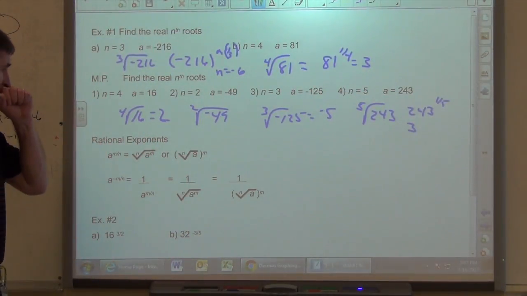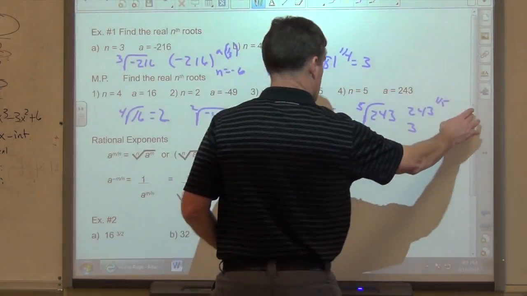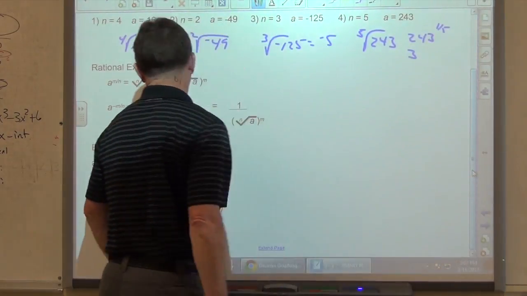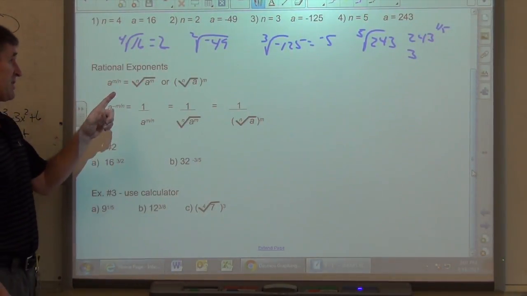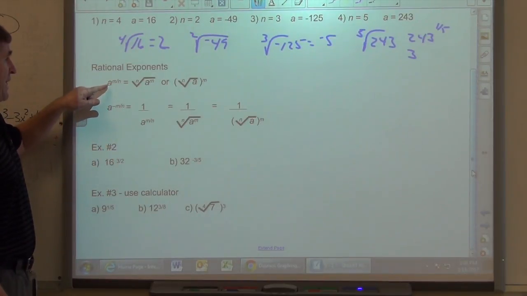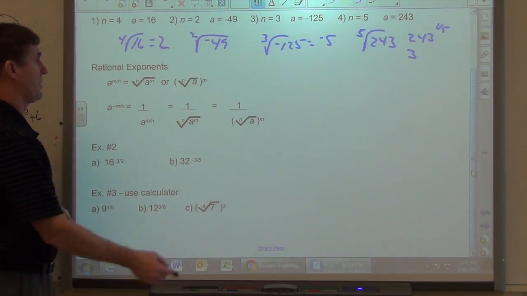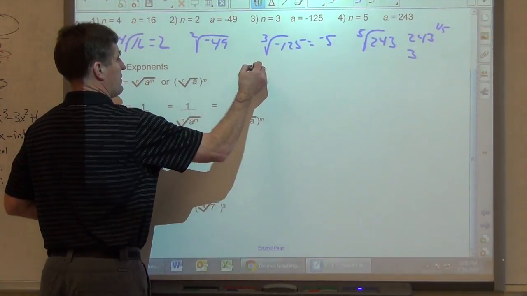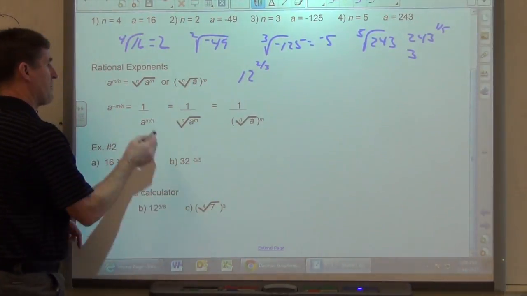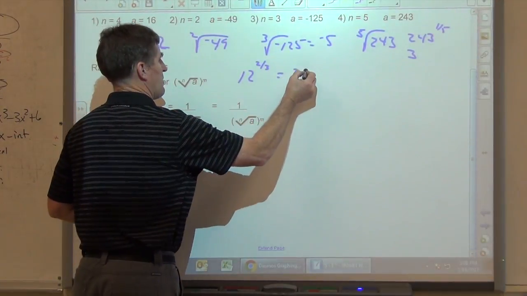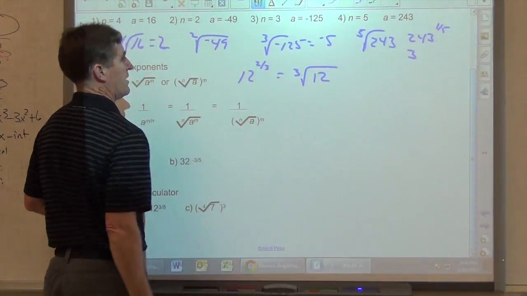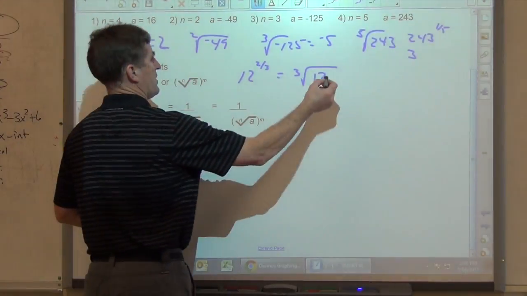So hopefully you got those all right. If we go to the next part, rational exponents. We've talked about this in some of our warm-ups, but we have a fraction in the exponent, like 12 to the 2/3 power. Remember, the denominator is your index, so that'd be the same as the third root of 12 squared.